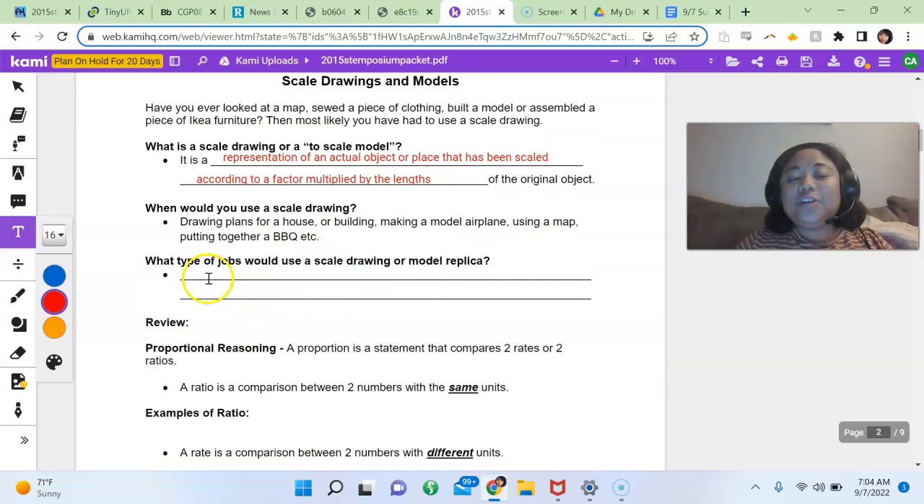So now it's your turn to come up with a list of jobs that would use a scale drawing or a model replica. Take a few minutes, pause this video, and think of some jobs or activities that would require the use of a scale drawing or a model replica, and write them down here.